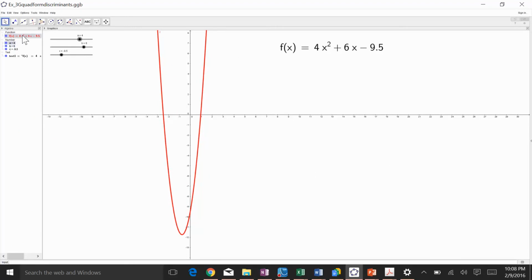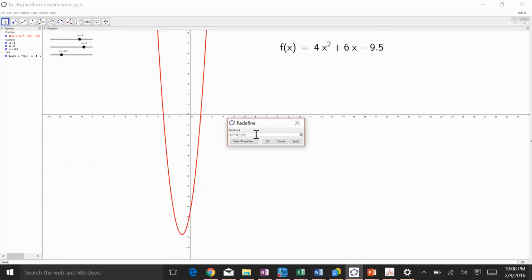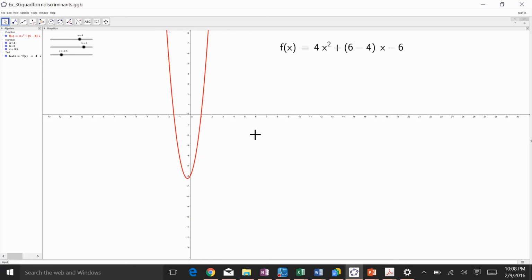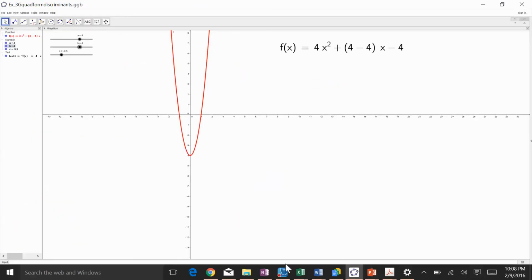So I want to manipulate this equation so it fits our problem. I'm going to call it b minus 4, times x, and since I called it b, then I'm going to do minus b. Now I'm going to manipulate m. So b right now stands for m. So that's 4.5. And let's say if we chose the value of m to be 4, you should have 1 intercept, because that's what our calculations told us.